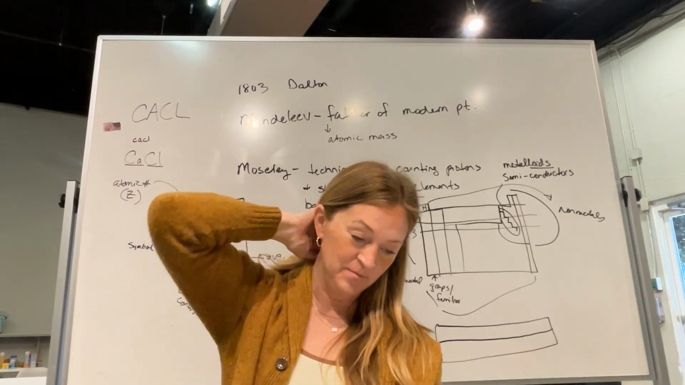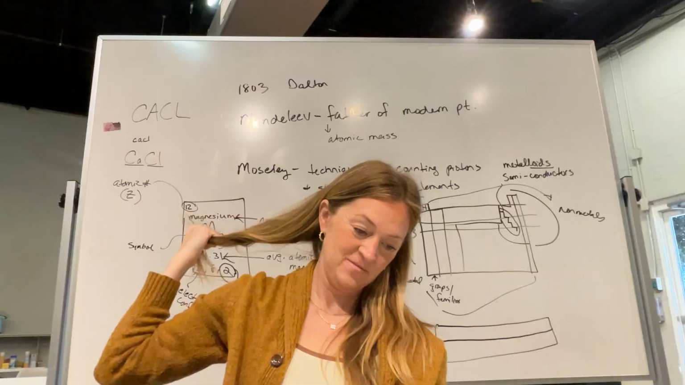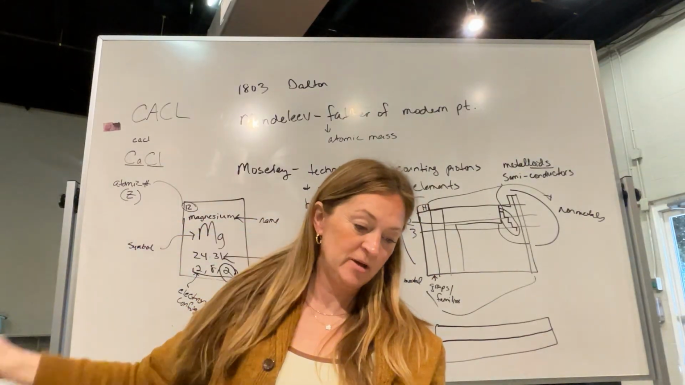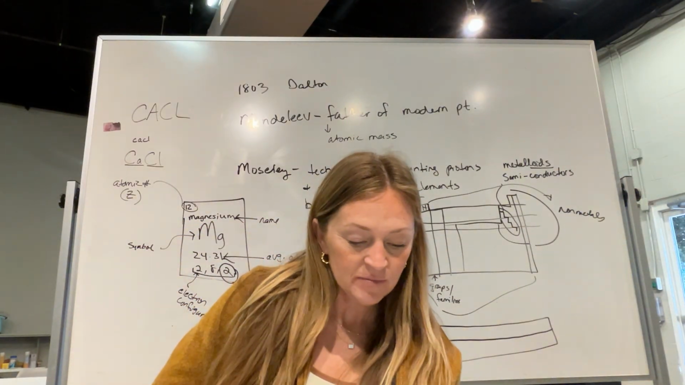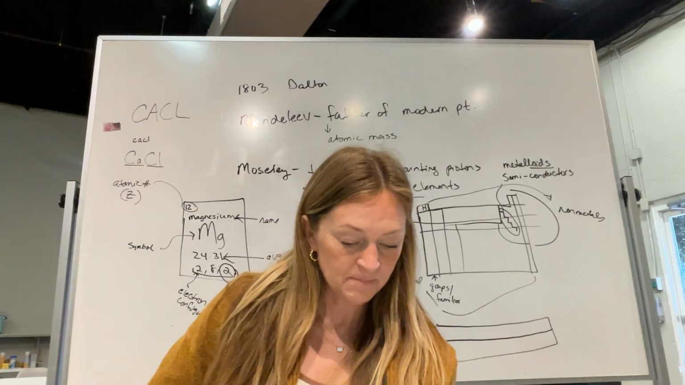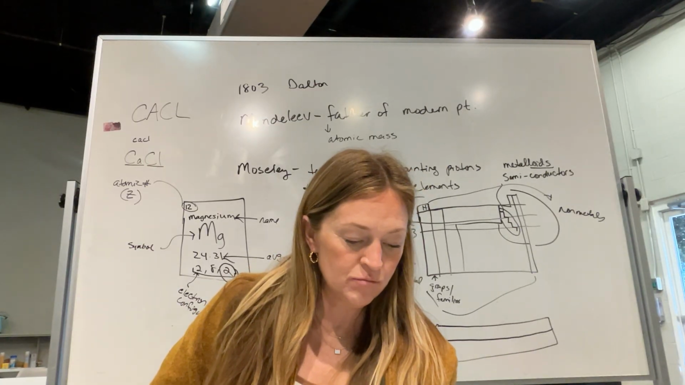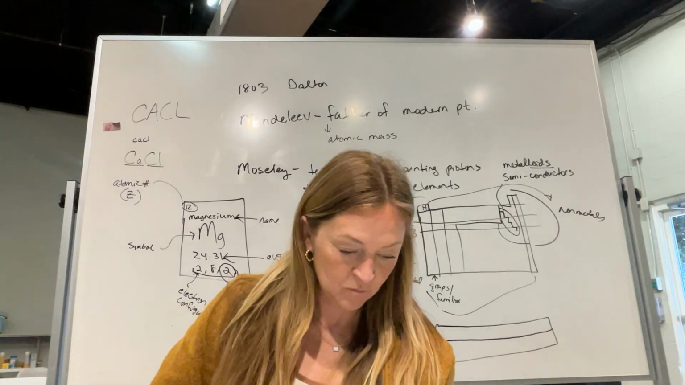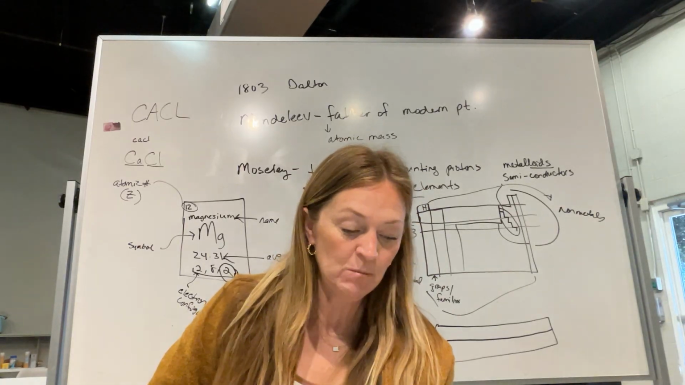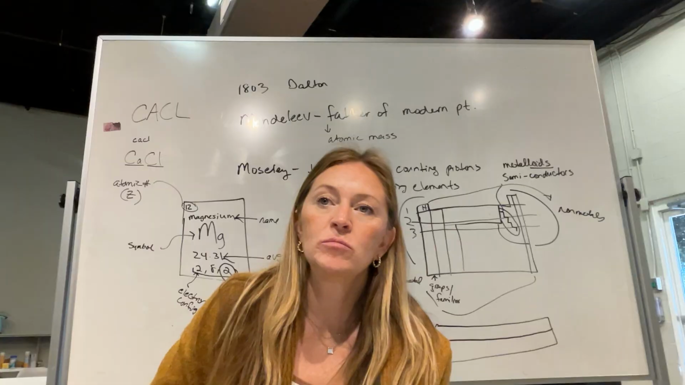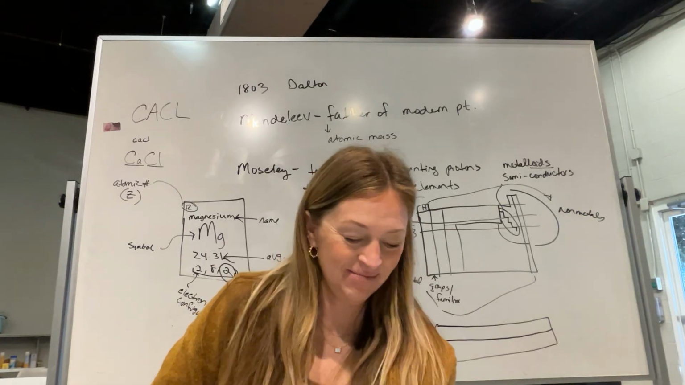All right, Ellie, you can do argon. Let me know when you find it. Oh, I found it. So argon, what's the atomic number? 18. And what does that tell me? It has 18 protons and electrons.